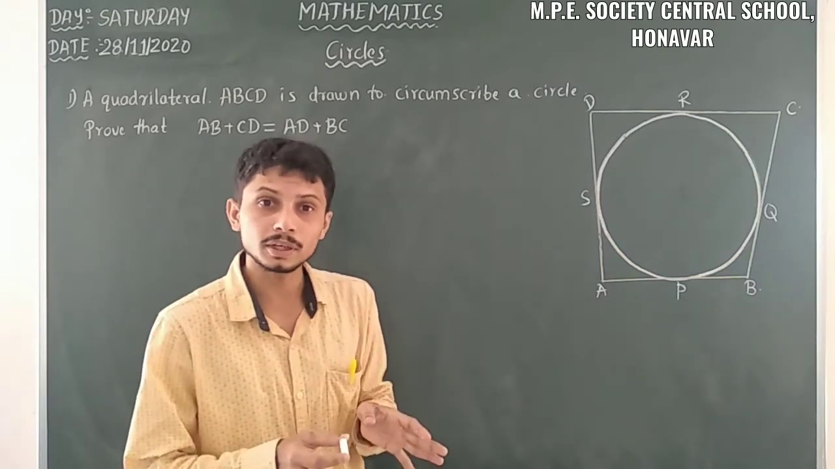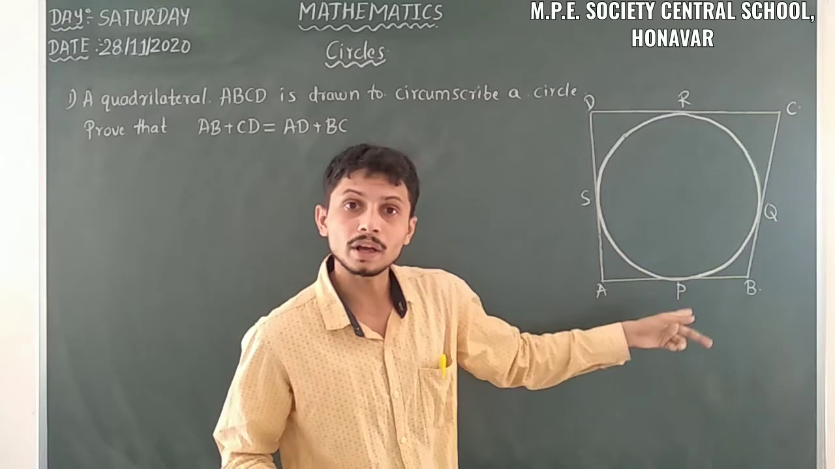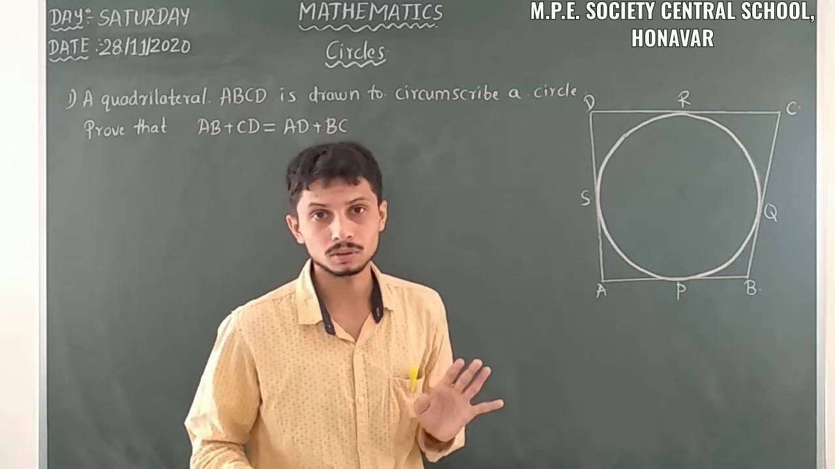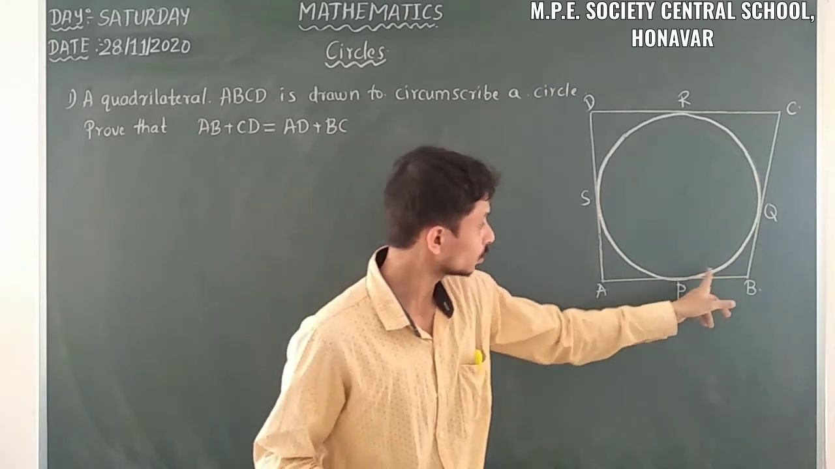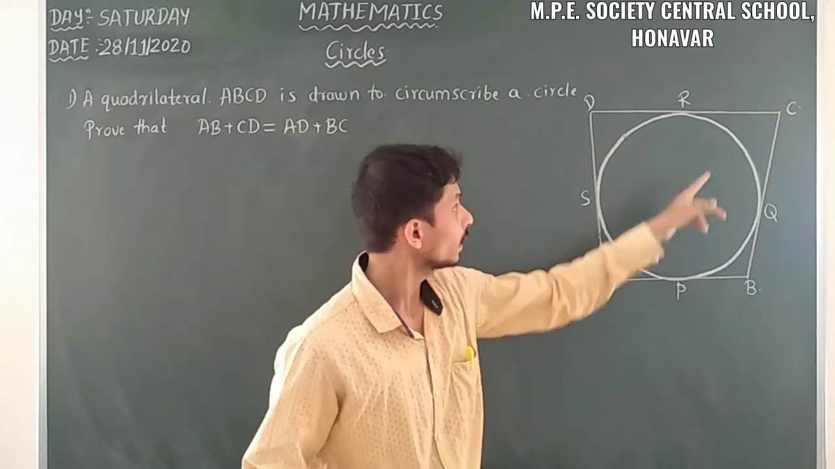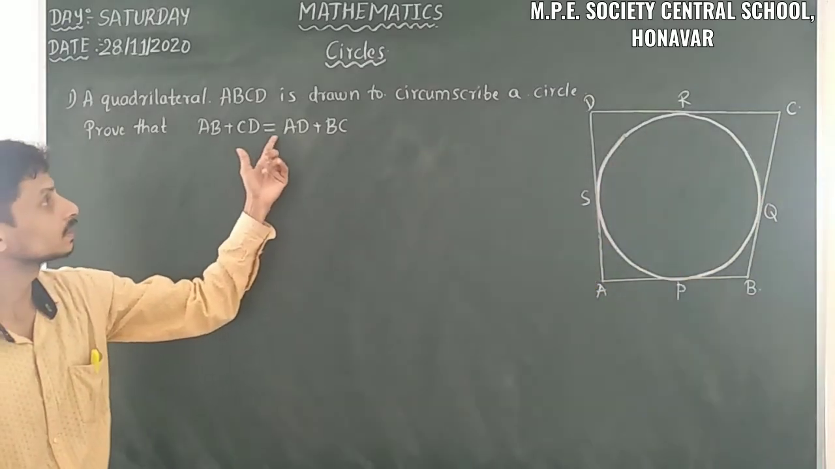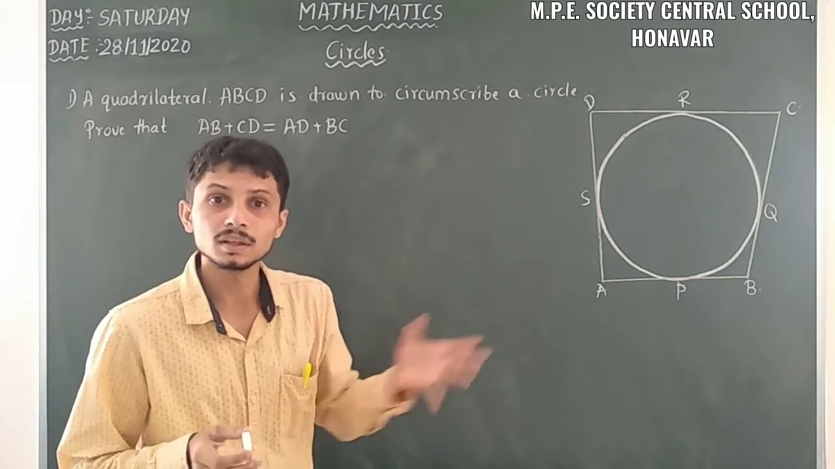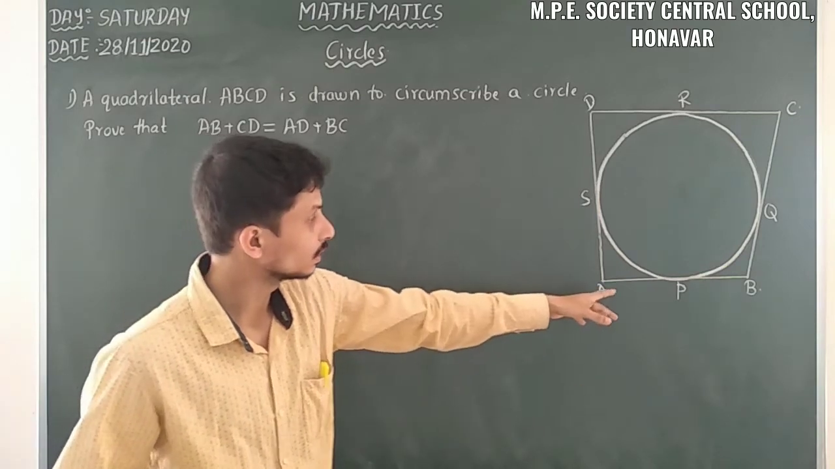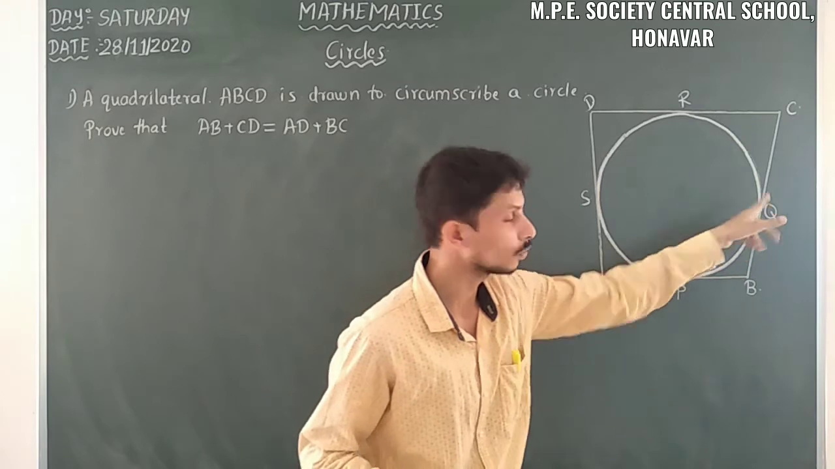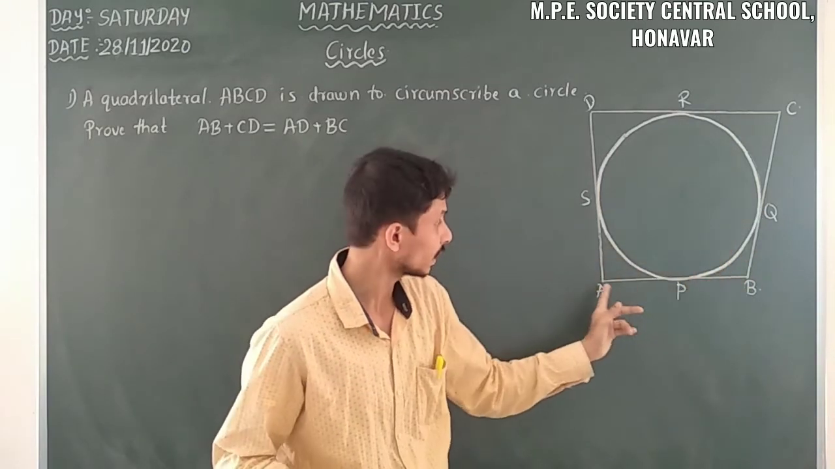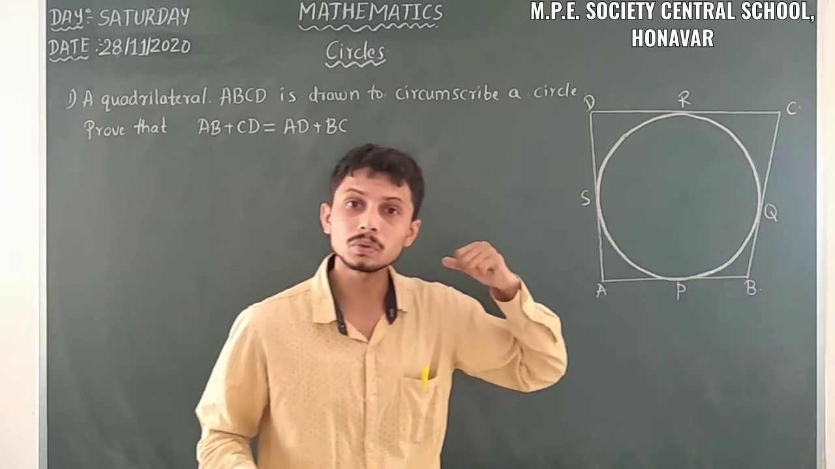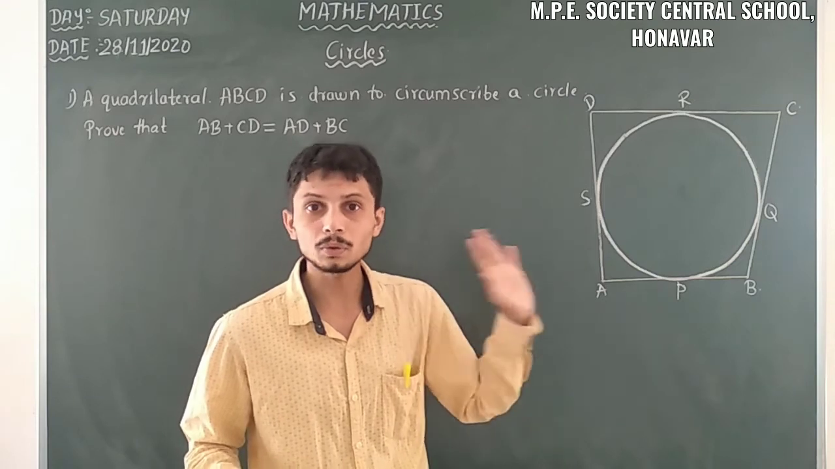But also we know that when we draw tangents from an external point, those two tangents are equal in length. We want to prove AB plus CD is equal to AD plus BC. So we have to add some equations. Here BP and BQ are equal, and AP and AS are equal. When we add those two, we get AP plus BP is equal to AB. That we get easily.